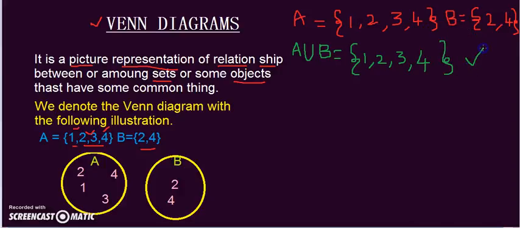If I observe this A union B, all the elements are in A as well as in B. See, if I take 1, 2, 3 and 4, yes, this is in A, and if I take elements 2, 4, it is in B. So our A union B is nothing but the collection of the elements of A and B. Now how can I represent this A union B? Now it is a set.